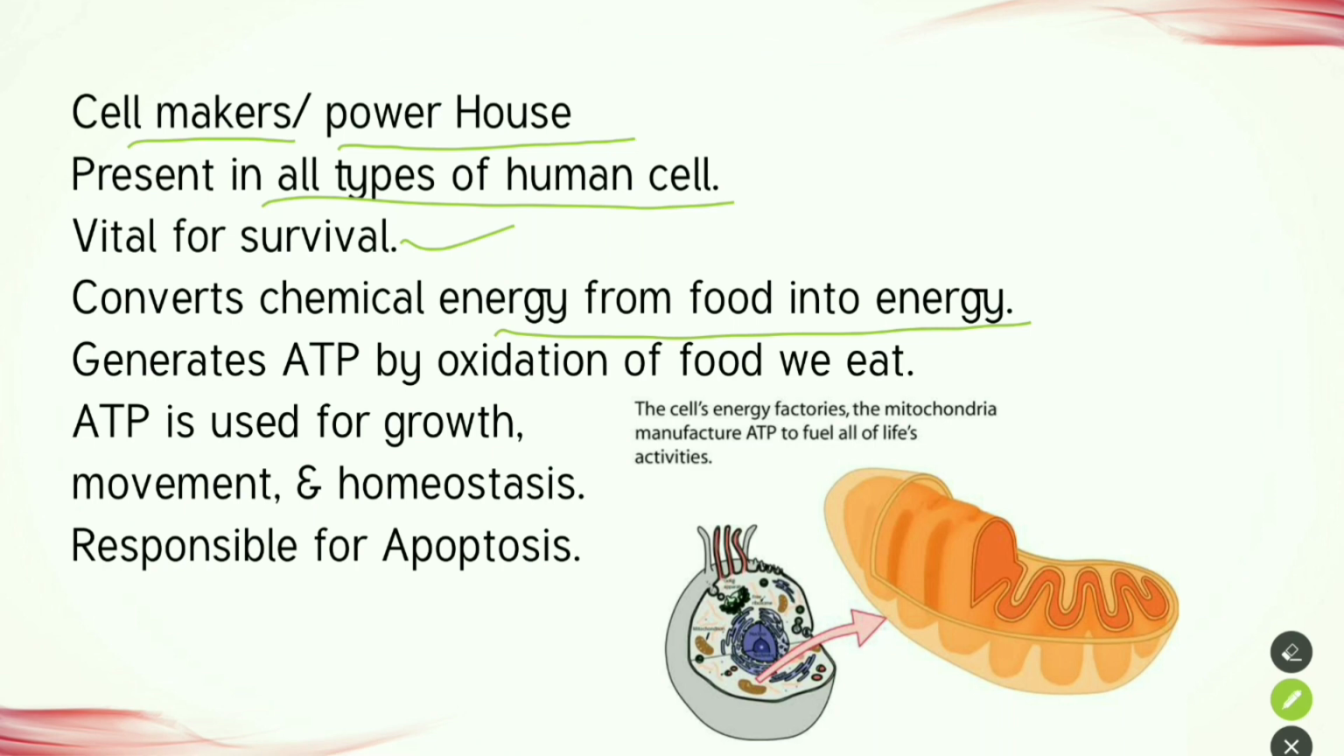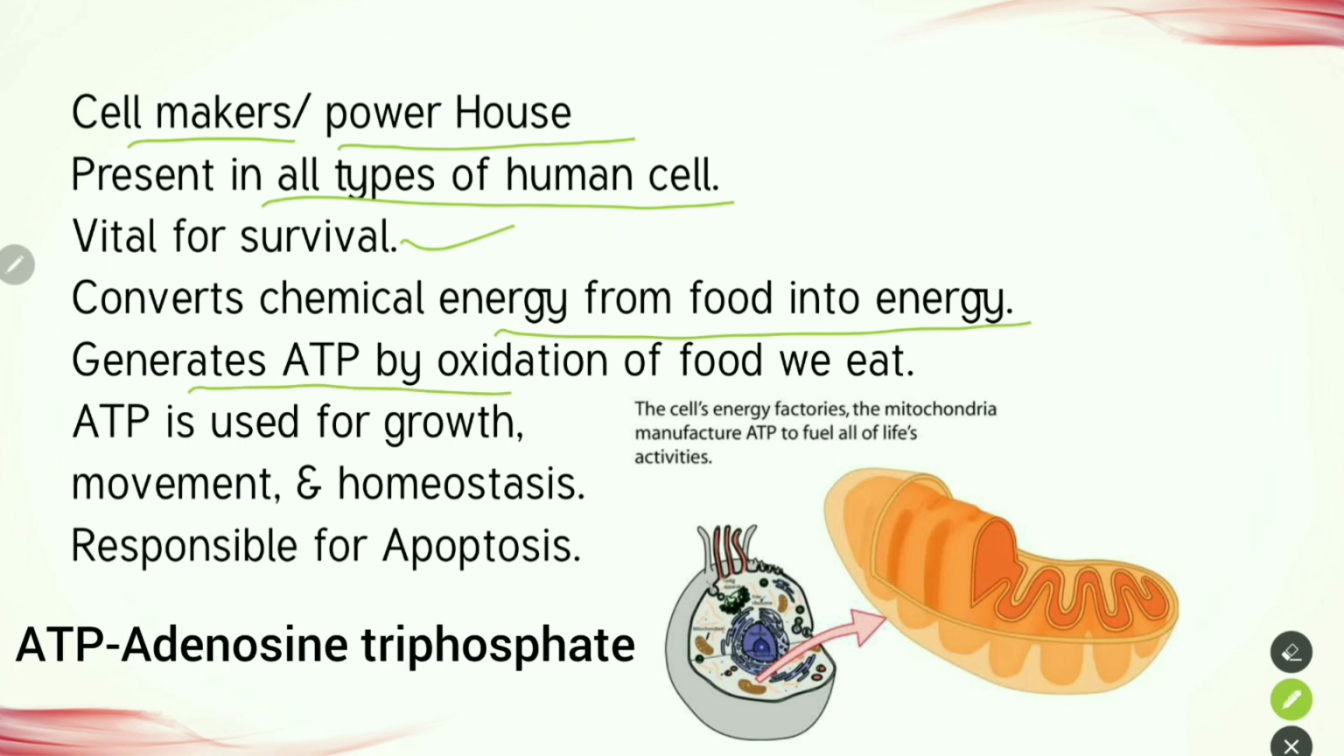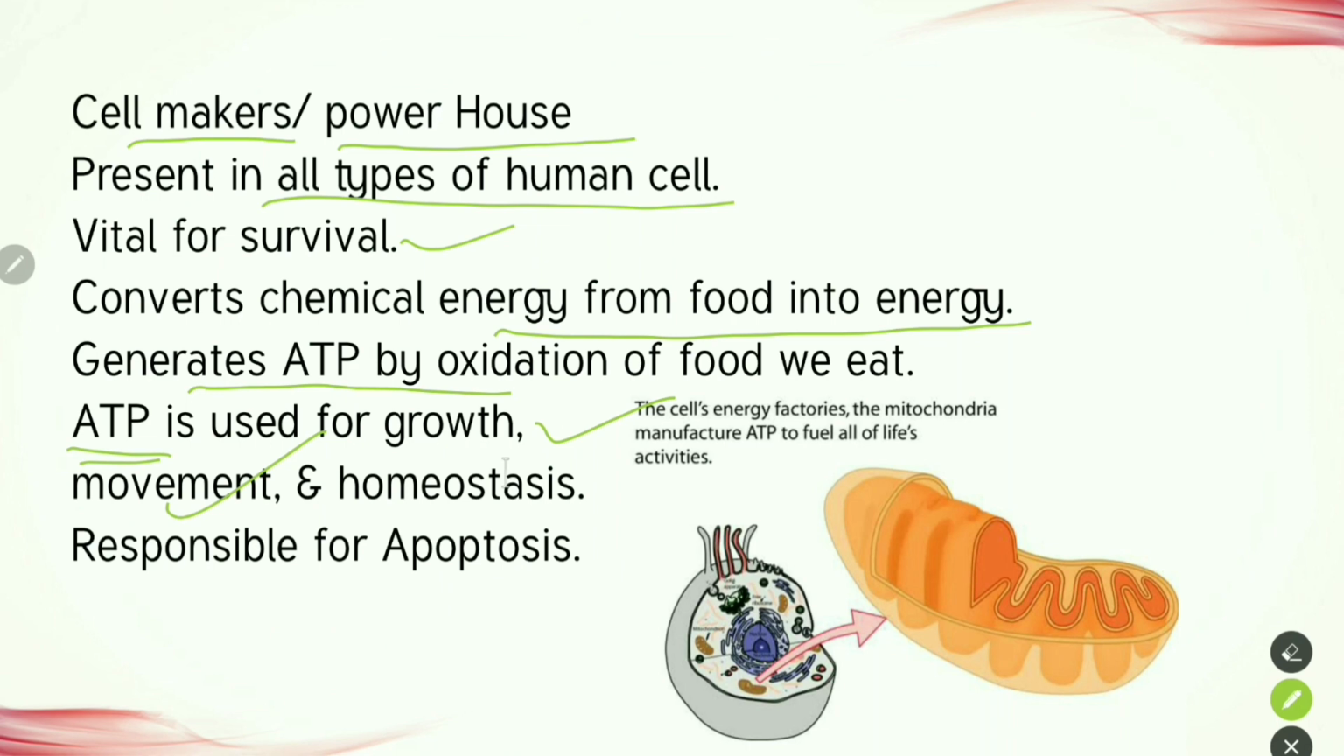It converts the chemical energy from the food we eat into an energy form that the cell can use, that means it generates ATP by oxidation of food we eat. This ATP is used for growth, movement, and homeostasis.